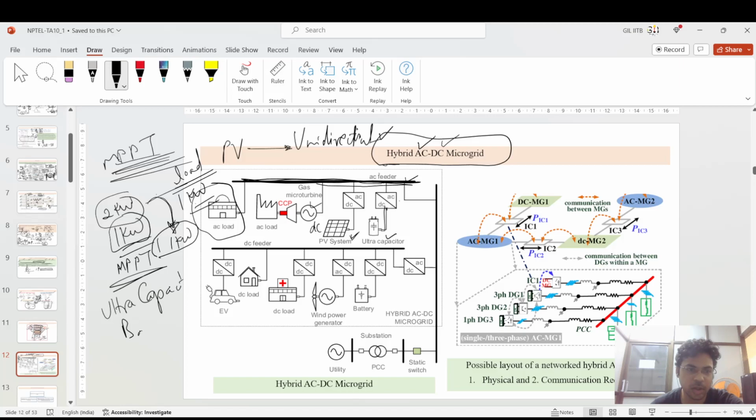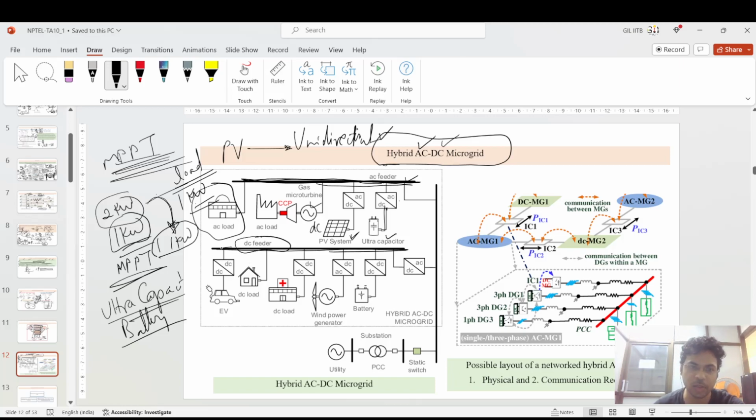And second is the ultra capacitor, and the battery storage. These two are bidirectional. They can absorb the power when there is excess power in the AC feeder, and they discharge when the AC feeder cannot maintain the voltage rating of the system. So these are two kinds of bidirectional power flow situations that can happen.